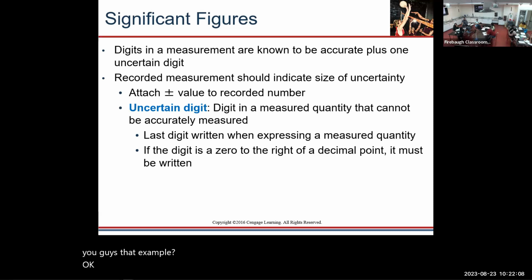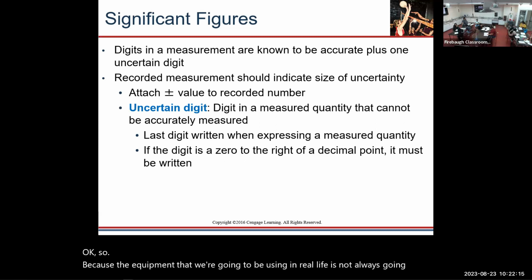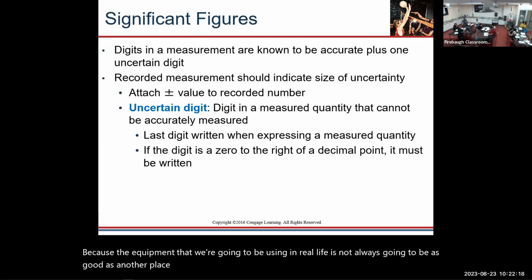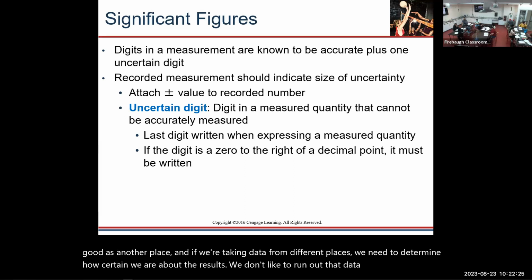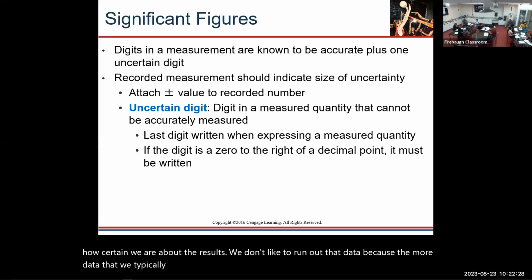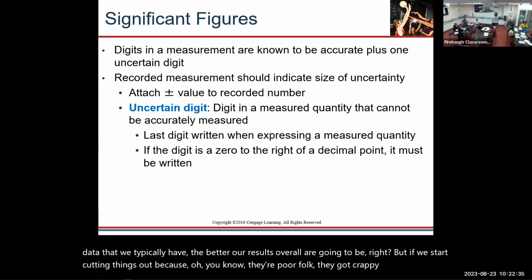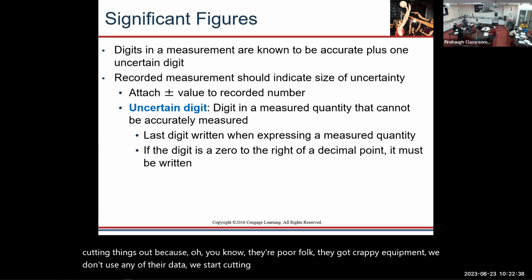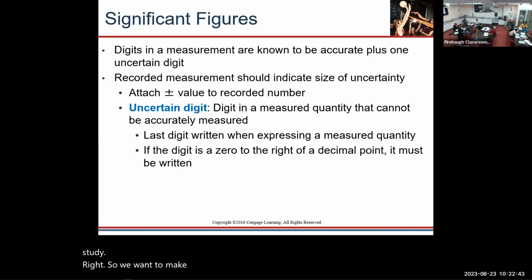Okay, so because the equipment that we're gonna be using in real life is not always going to be as good as another place, and if we're taking data from different places, we need to determine how certain we are about the results. We don't like to throw out that data because the more data that we typically have, the better our results overall are gonna be, right? But if we start cutting things out because they have poor equipment, we don't want to use any of their data, that could also impact our study, right? So we want to make sure that we're using adequate data.